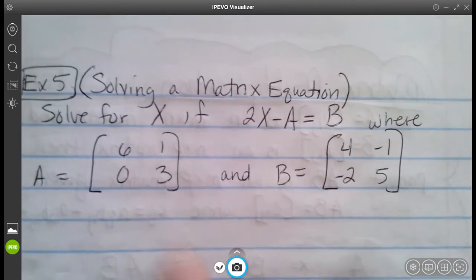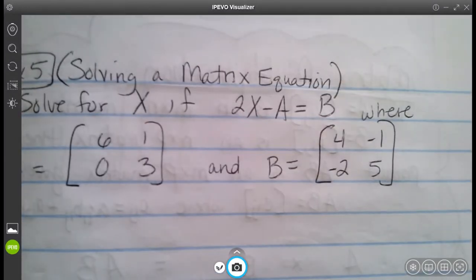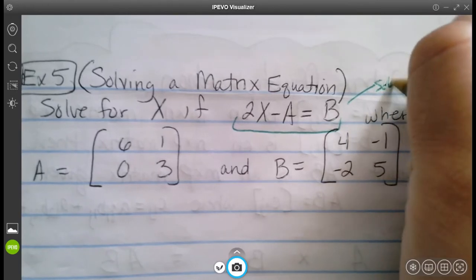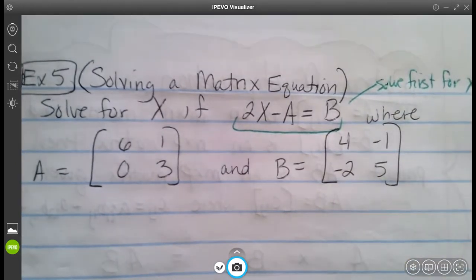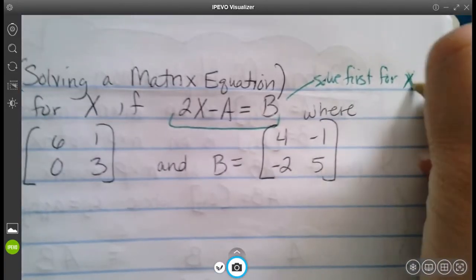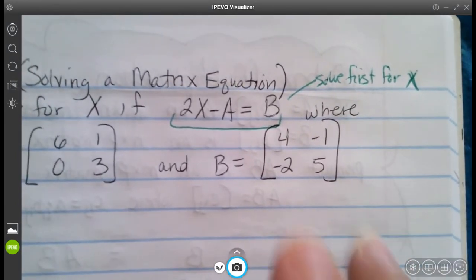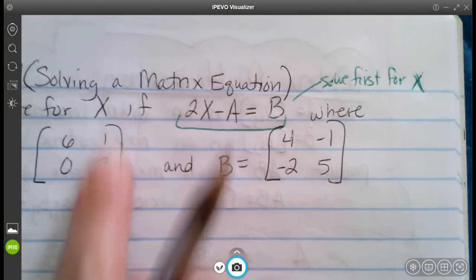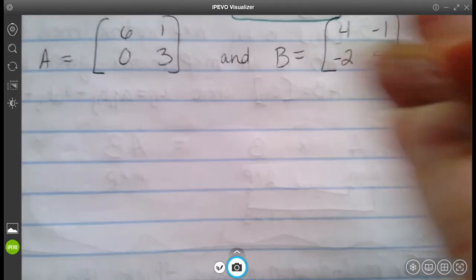What we're going to do is solve this for X first. So we're going to solve first for X, capital X. We use the capital letters for matrices. And then once I know what X is equal to, I can use my operations with matrices to figure out what the X matrix is going to look like. This should be kind of an easy part in the beginning.